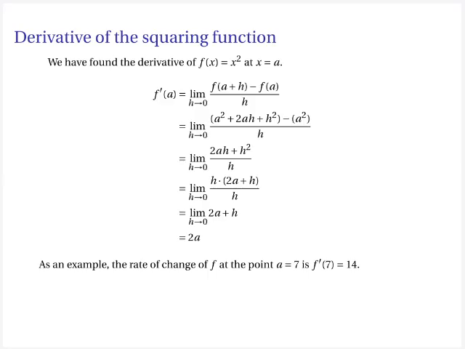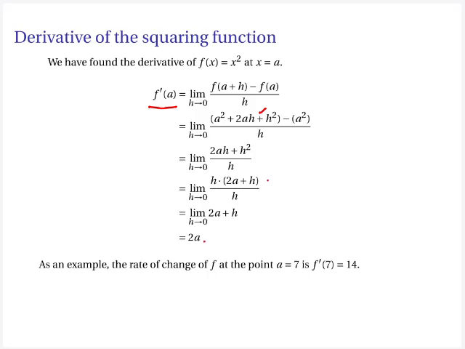So the derivative, you'll remember, the notation is f prime. We take the limit as h goes to 0 of the difference quotient, and it all looks pretty familiar. Expand this square of a plus h, cancel the a squareds and factor out an h, and we find ourselves down here with 2a.